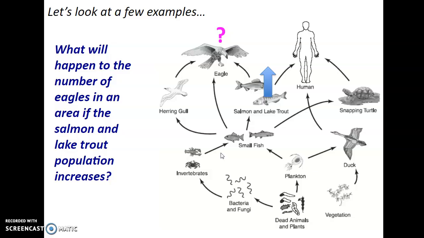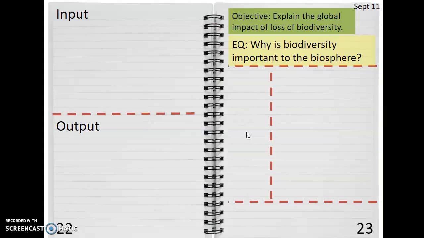And then what will happen to the number of eagles in an area if the salmon and lake trout population increases? We know eagles would probably stay the same or would increase because there's more food for them to eat, but it really wouldn't change that much. And then what would happen to the small fish population if the salmon and lake trout population increased? We know small fish would decrease because there's more salmon and lake trout preying on the small fish.